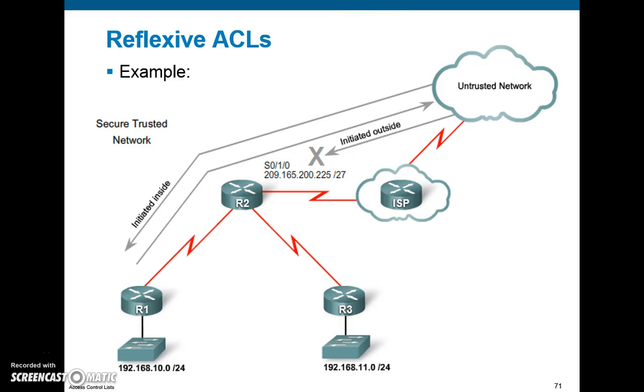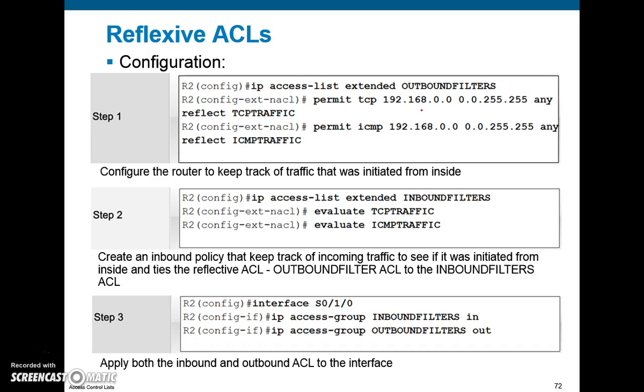Here is your trusted network. Outside is your untrusted network that's connected to your ISP. If traffic is initiated from outside, trying to come in on its own, you block it from coming in. But if the traffic was initiated from inside, and then the return traffic comes back, this kind of traffic that's initiated from inside will be allowed to come back. This kind of traffic will be blocked if it's initiated from outside. How do we configure this?